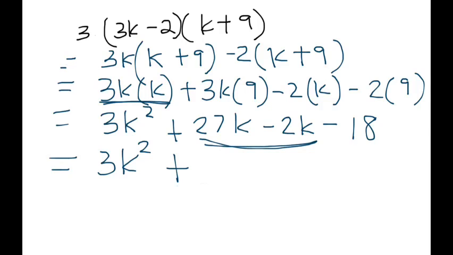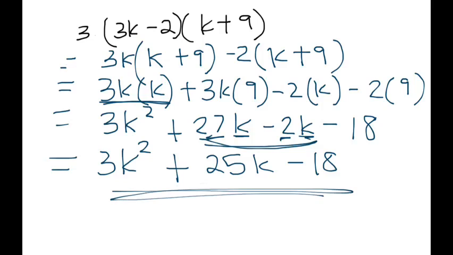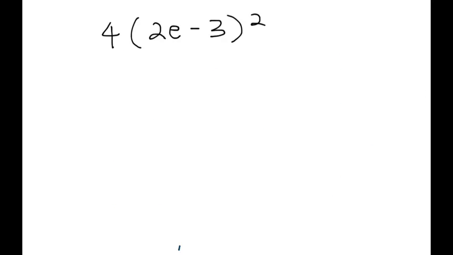So these have 2 in common, the letter k and then the numbers. Okay, so your 27k minus your 2k will give you 25k minus your 18. That will be your final answer. Then we move on to our final question, final expansion that we have to do.